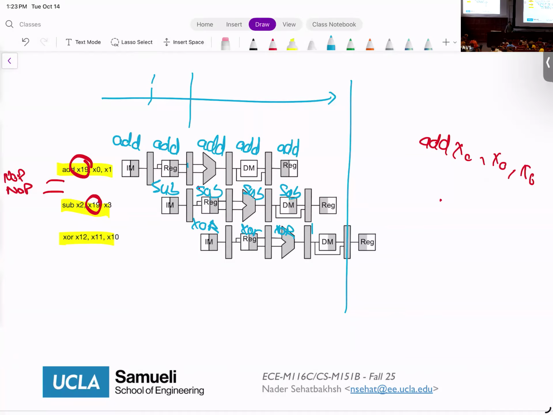Now what we are doing is essentially saying that this is not sub, this is a bubble. This is also a bubble. This is also not XOR. This is still sub. And in the next cycle this will be a bubble, and so on. So I'm replacing what would be a sub with a bubble. For a few cycles, I'm not doing anything useful. We're not replacing anything useful, we're just doing something not useful.